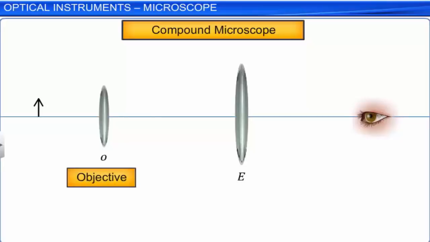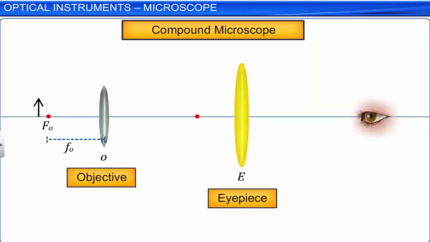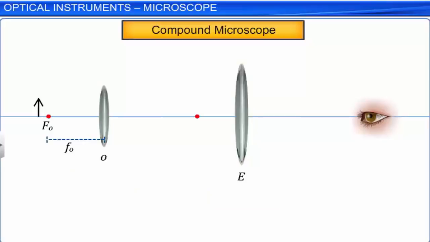The objective of a compound microscope is of a small focal length and has a small aperture, whereas the aperture of its eyepiece is large. Let a small object AB be placed at a distance that is just greater than the focal length of the objective, F_O.